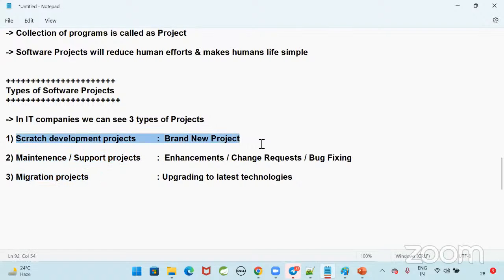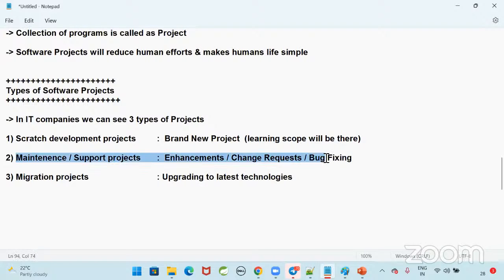Scratch development means a brand new project. Learning scope will be there; you can learn so many things. You will become very strong technically. Your coding skills will be improved. Your analysis skills will be improved. Your problem solving skills will be improved.